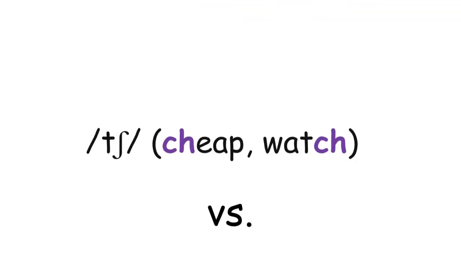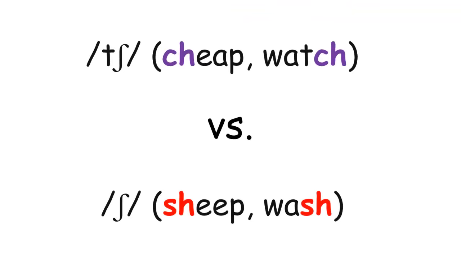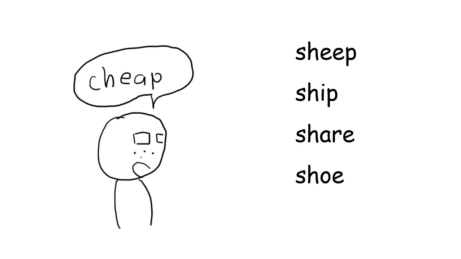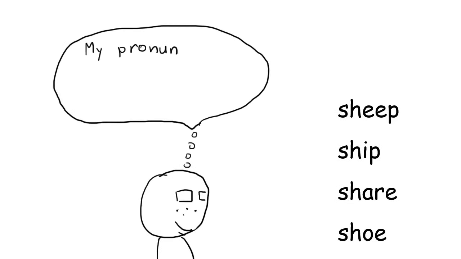In the past, I couldn't hear the difference between these sounds. So to me, the words cheap and sheep sounded the same. If I did an exercise teaching how to pronounce these words, I would mispronounce all of them. And I would believe that I was pronouncing those words correctly, even though that wasn't true.